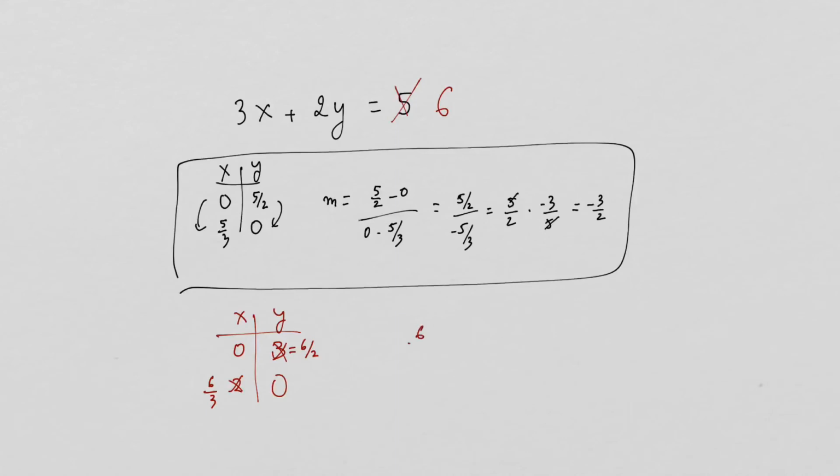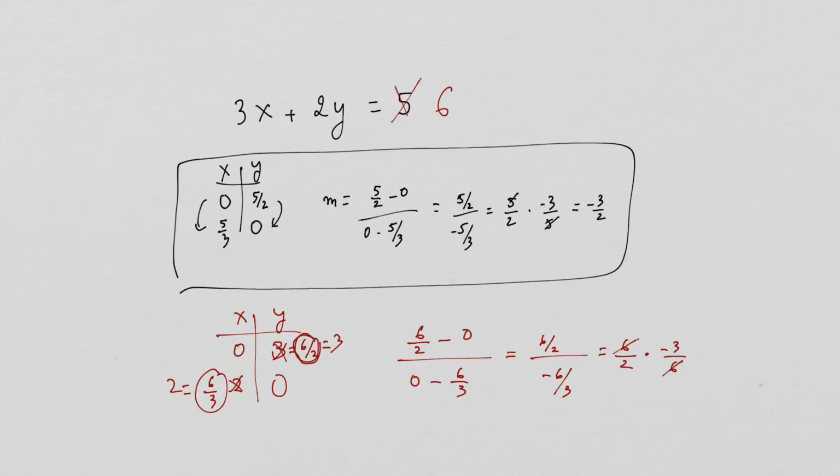So my slope is going to be 6 over 2 minus 0 over 0 minus 6 over 3, which is 6 over 2 over negative 6 over 3, which is 6 over 2 times negative 3 over 6, and once again 6 cancels. Guys, I know 6 over 2 is 3, and I know 6 over 3 is 2. I am deliberately leaving it this way so you could see that that 6 was irrelevant. I still got negative 3/2, didn't I?